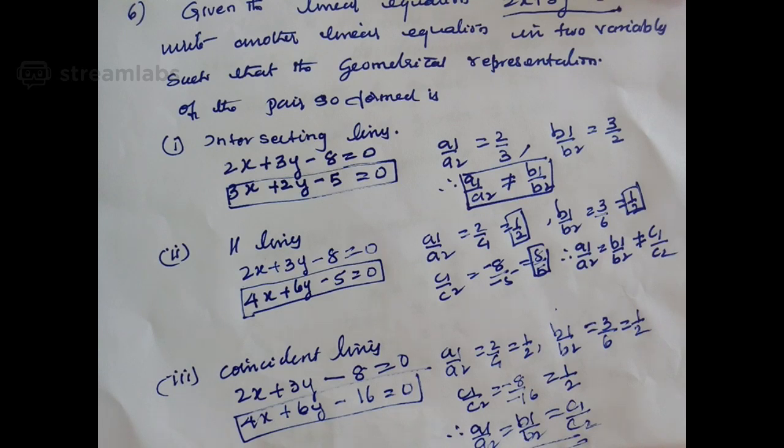Okay. See that the first exercise is finished. Let us just recall what are the conditions for intersecting, parallel and coincident lines. What is the condition for intersecting lines? A1 by A2 is not equal to B1 by B2. They are intersecting lines. It has one solution and it is consistent.